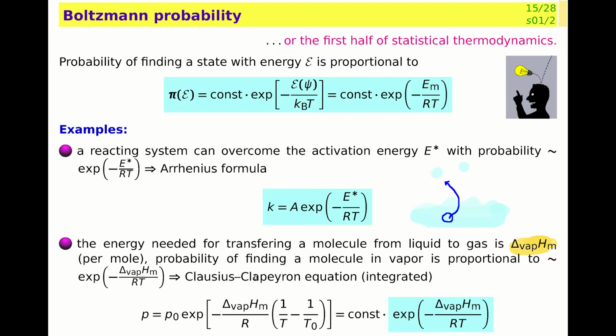So the probability of finding a molecule in vapor should be proportional to this extra energy that I have here. This is this term. And this corresponds to the integrated Clausius-Clapeyron equation, integrated with constant vaporization enthalpy. And it's exactly what is predicted by the Boltzmann probability. So the Boltzmann factor, Boltzmann probability is nothing terribly new for you, I hope.